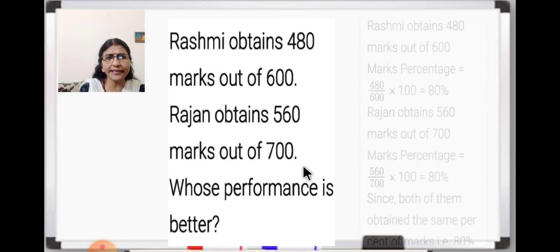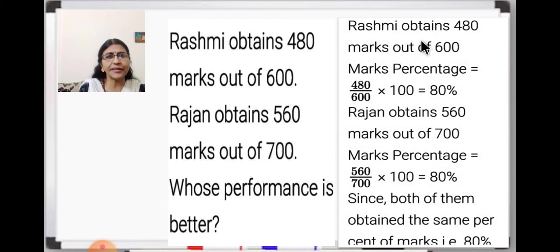So let us see. The next step here, Rashmi obtains 480 marks out of 600. So how to find out the percentage? Marks percentage will be 480 upon 600 into 100. So you know how to find out the percentage. So you are going to reduce this, this 0 will be cut, this 0 will be cut, and then on solving you will get 80%. Same way you will find out percentage of Rajan's.